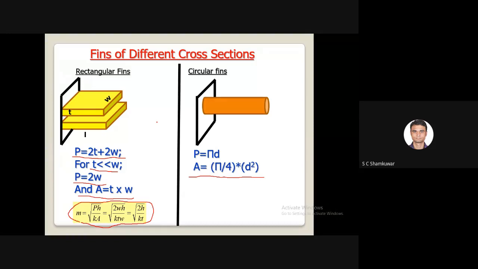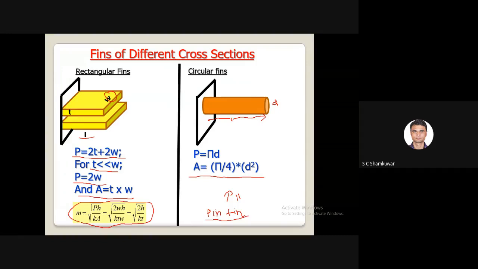Please listen very carefully. In a rectangular fin, when the width is less than length, and for a circular fin, when the diameter is less than length, it is called a pin fin.